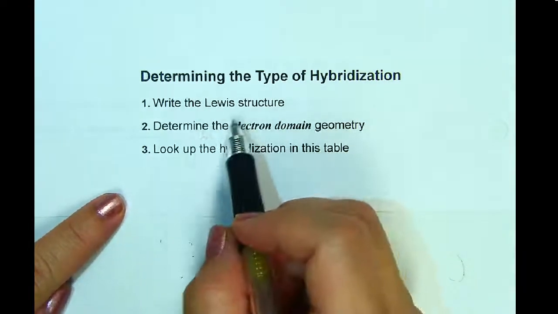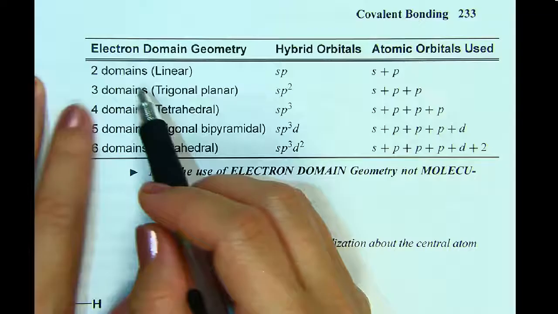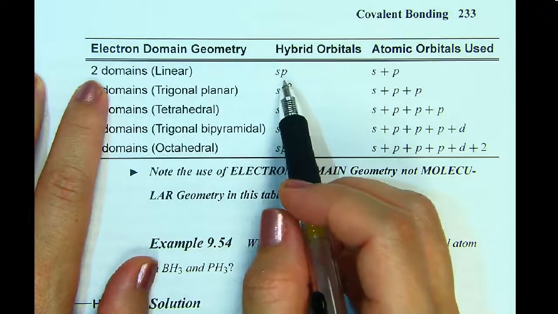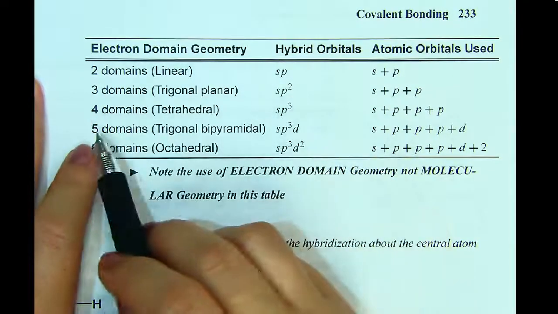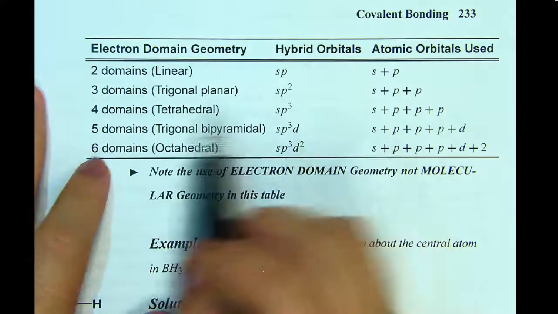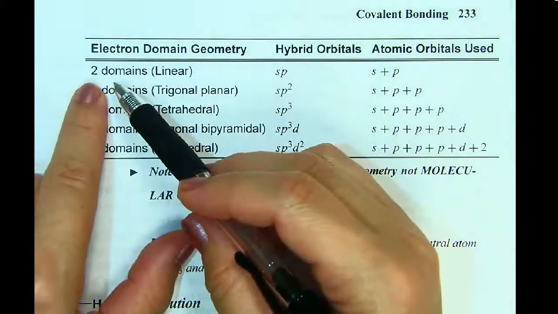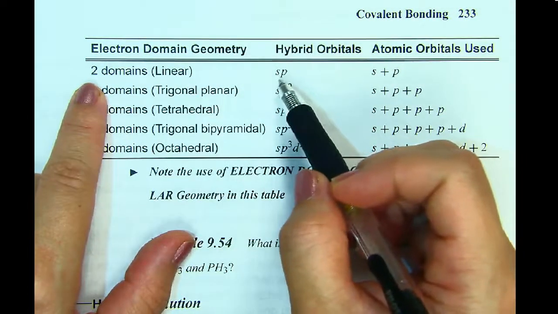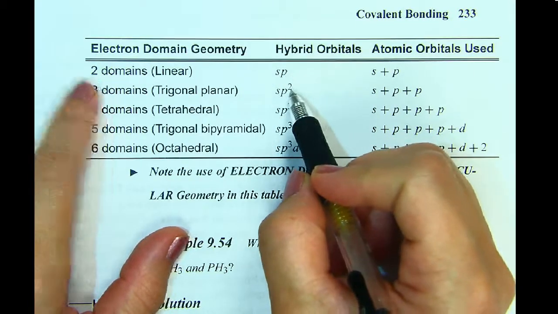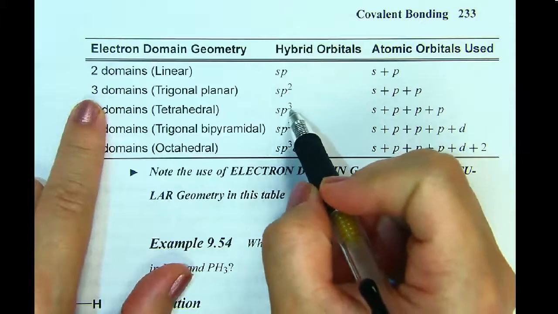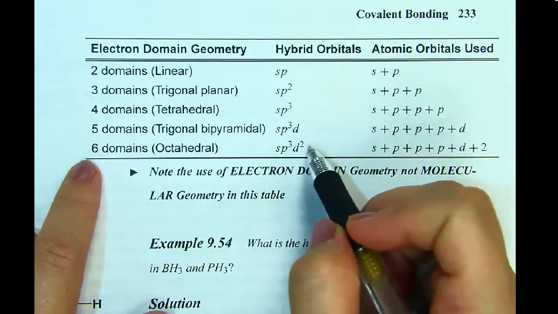Determining the type of hybridization. We're going to write the Lewis structure, then determine its domain geometry, and then look up its hybridization in a table. 2 domains is going to have an sp hybridization, 3 domains sp2, 4 domains sp3, 5 domains sp3d, and 6 domains will be sp3d2. Notice that the number of domains is equal to the number of letters in the hybridization. 1, 2 letters, 2 domains. 1, 2, 3 letters, 3 domains. 1, 2, 3, 4, 4 domains. 1, 2, 3, 4, 5, and 1, 2, 3, 4, 5, 6.